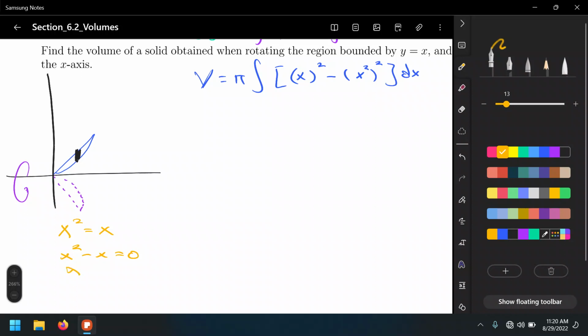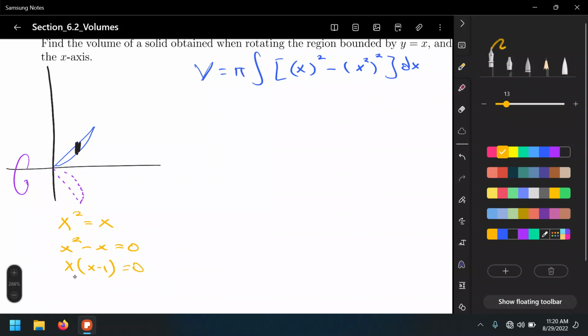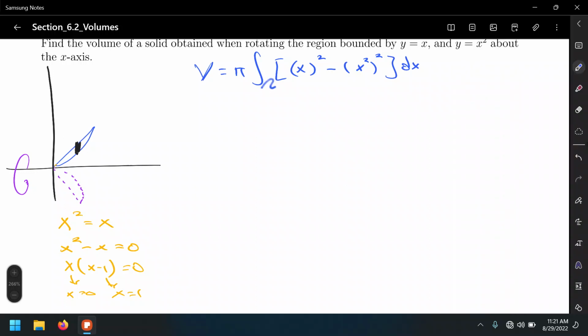So, finding the greatest common factor, the zero product property tells us that x equals 0 and x equals 1. And the picture is consistent with the result, right? x equals 0 and x equals 1. Coming back to the integral, let's write down the limits from 0 to 1.